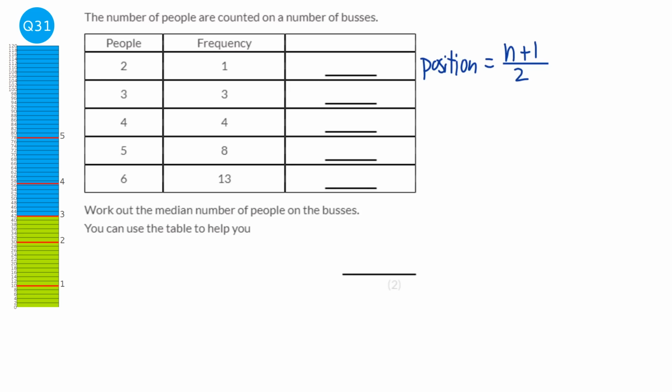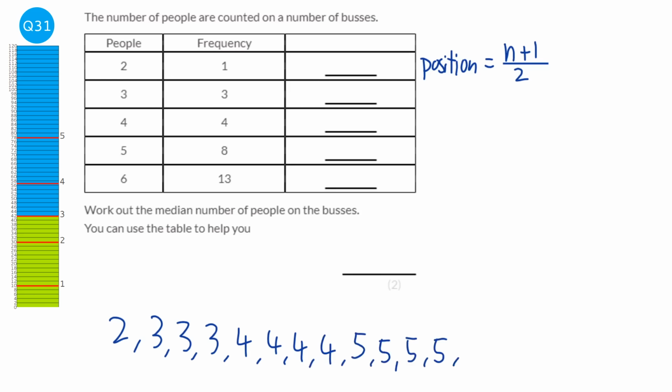So the first number is a 2, and there is one of those. The next number is a 3, and there's 3 of those. So 1, 2, 3. The next number is a 4, and there's 4 of those. So 1, 2, 3, 4. The next number is a 5, and there's 8 of those. So 1, 2, 3, 4, 5, 6, 7, 8, and the next number is a 6, and there's 13 of those. Now I'm not going to do all of them, because we're not going to be working out the median by writing out all the numbers, but I do want to show you where these numbers are coming from.